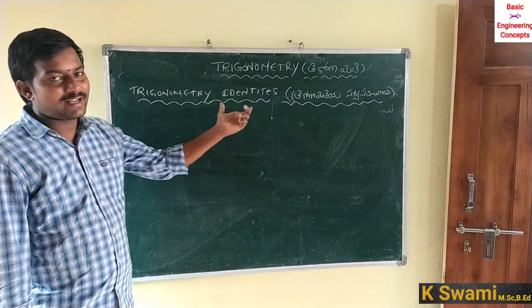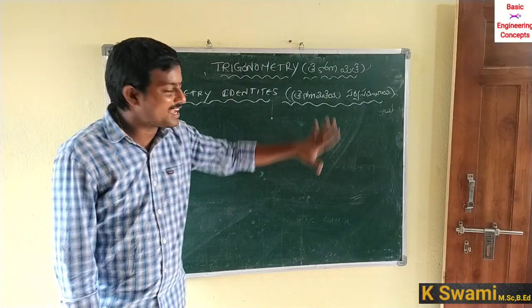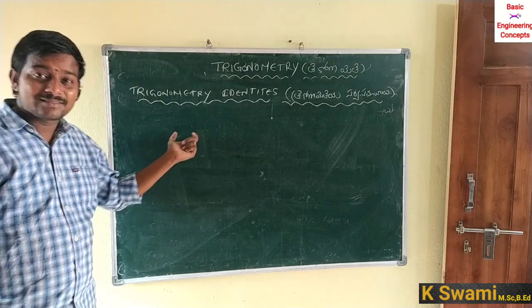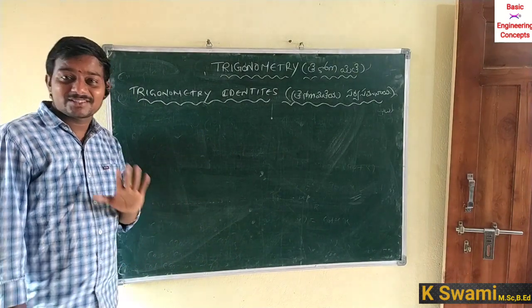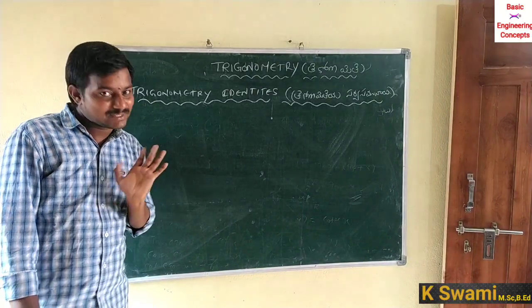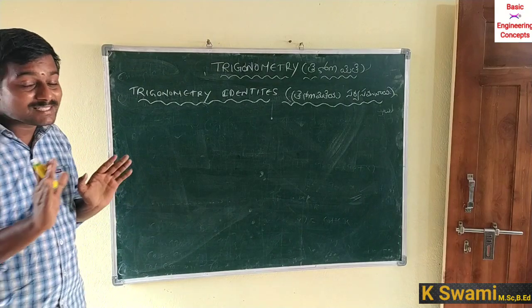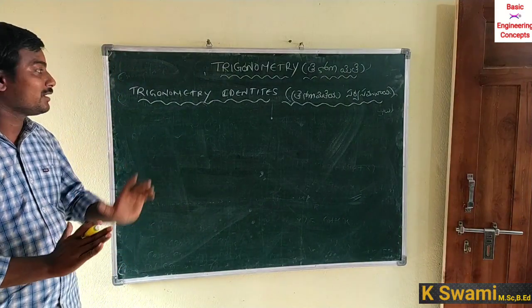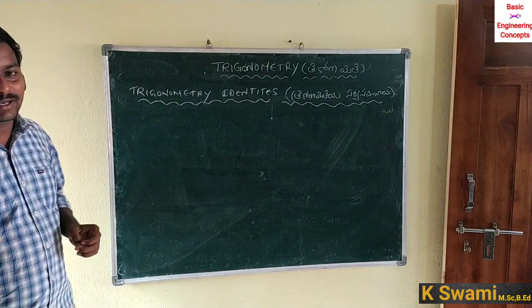So, trigonometric identities. Trigonometry sarvasamanalu means sin square theta plus cos square theta is equal to 1, and secant square theta minus tan square theta is equal to 1, and cosecant square theta minus cot square theta is equal to 1. How to get the identities of trigonometry?